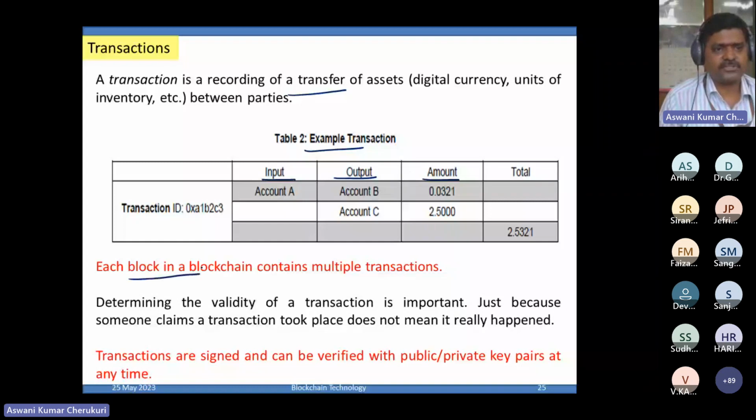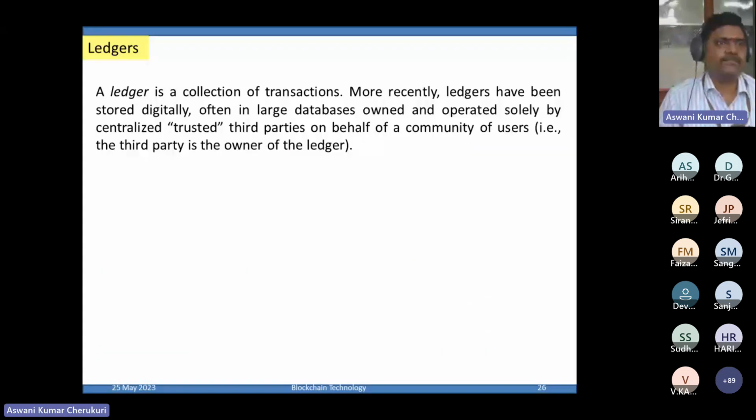Each block in the blockchain contains multiple transactions, right? So you can see that we are verifying the validity of the transactions. That is very, very important. A few slides back I talked about verification happening with the help of digital signatures. So transactions are signed and can be verified. When I say that I'm sending some money to some X, I'm signing the transaction. Then anybody can verify this transaction later, with the help of public-private key pairs. So we have talked about a transaction and transaction signature.